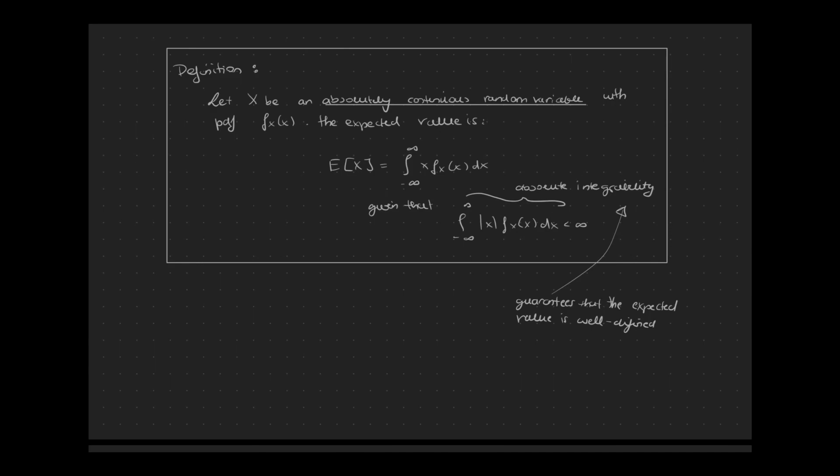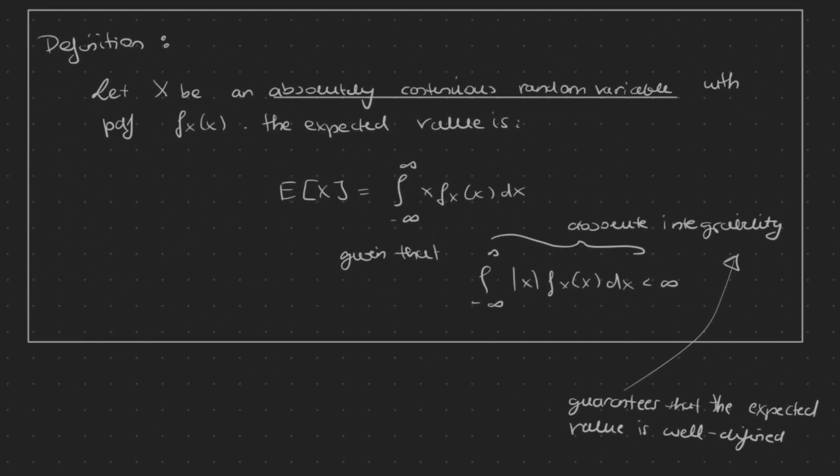So the definition goes as follows. Let X be an absolutely continuous random variable with a PDF f_X. The expected value is defined as the integral from minus infinity to infinity of x times the PDF, integrated over dx. Given that the integral from minus infinity to infinity of the absolute value of x times the PDF dx is smaller than infinity. And this requirement is called absolute integrability.